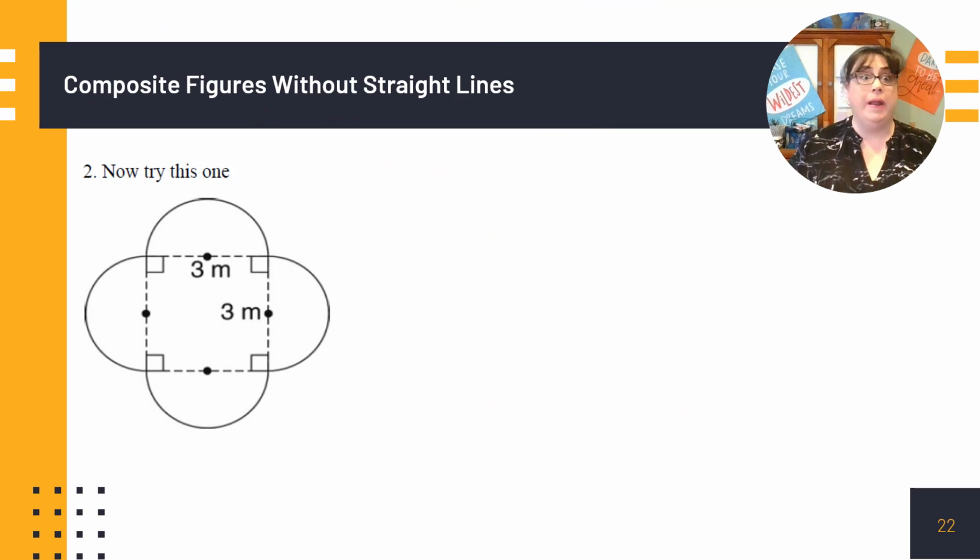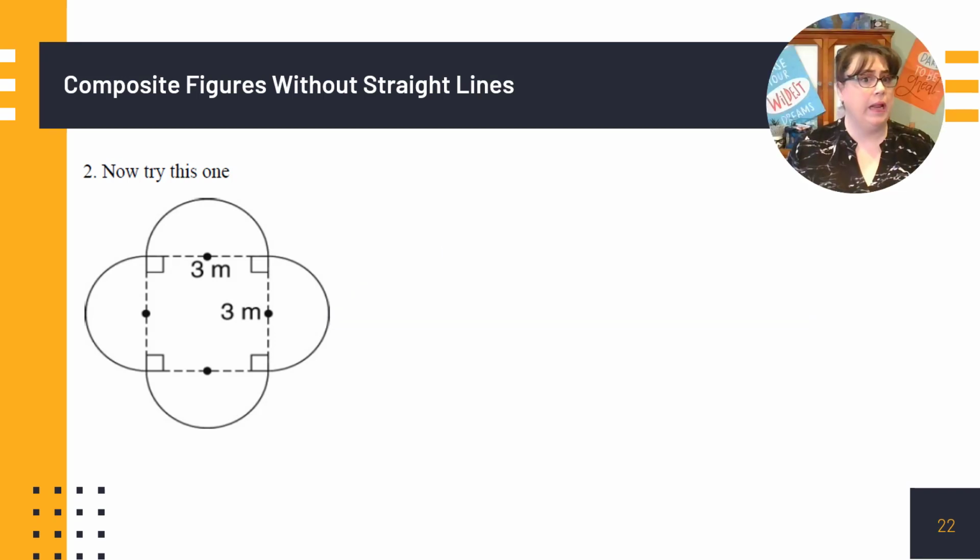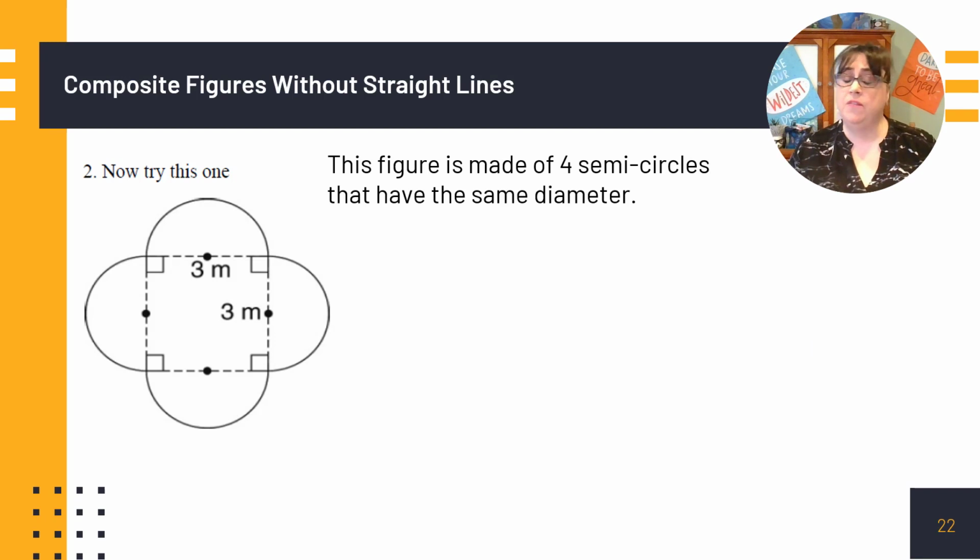Let's examine what is happening with this figure. What I notice is that this is made of 4 semicircles that have the same diameter. When I put in my little guy and start going around, I notice that he's never on any straight lines. He's always on some kind of a curve, which means this entire time my plan is going to be working with circumference, which is pi times diameter.